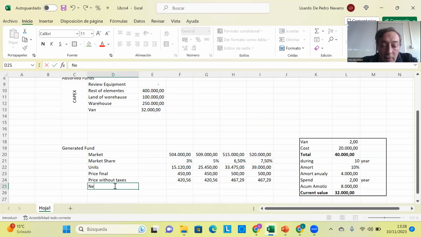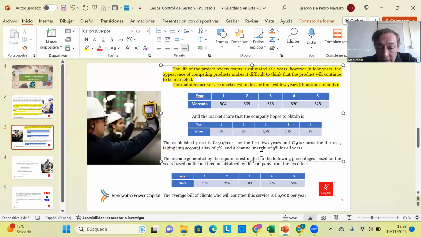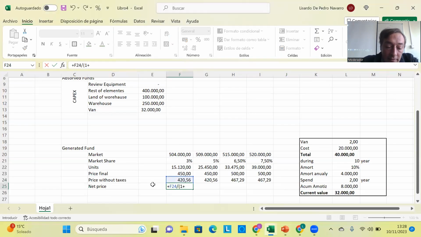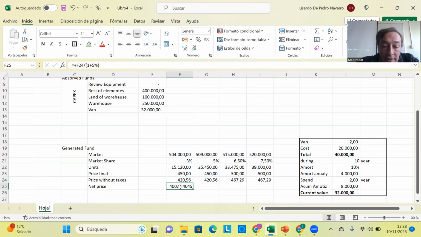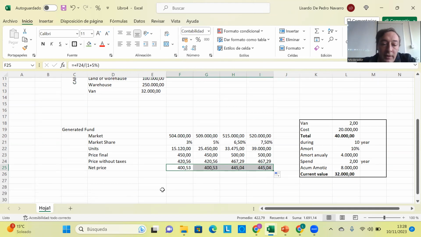And in order to get the net price, that is the price that the company indeed is going to have, we have to divide the price without taxes by 1 plus the margin channel, which is 5%. So the really net price for the company is going to be 400.53 for the first year and the second year, and 445.04 for the rest of the years.